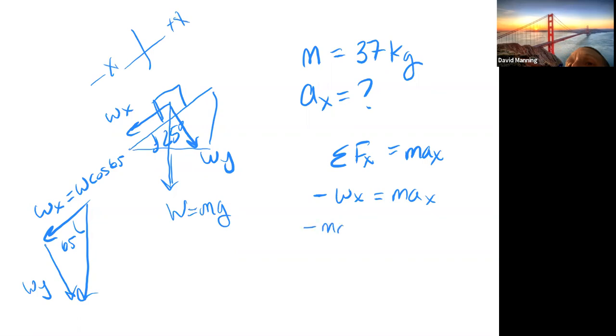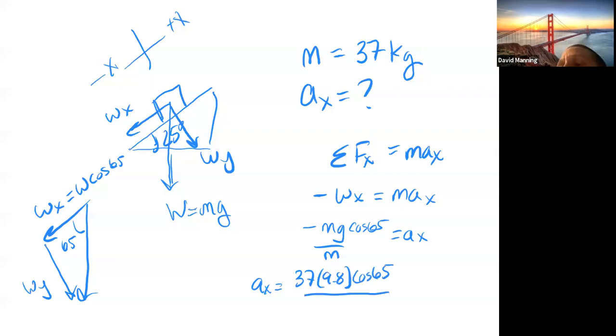So mg over ax equals 37 times 9.8 times the cosine of 65 divided by 37. ax equals negative 4.14 meters per second squared.